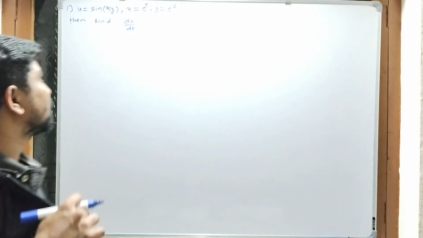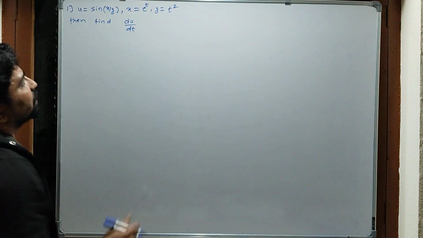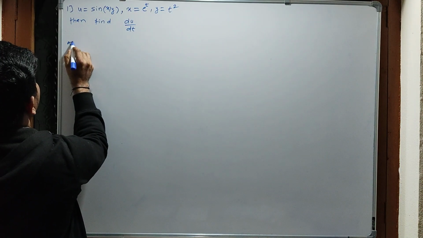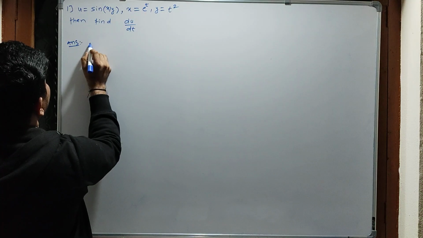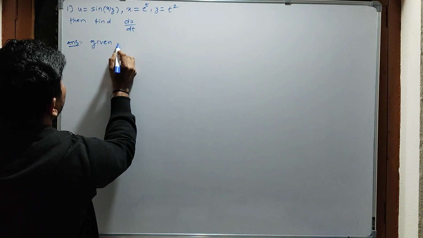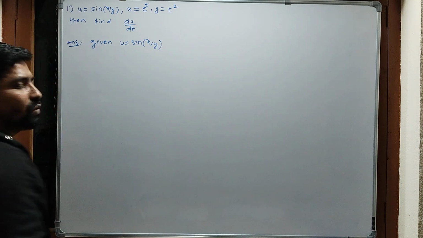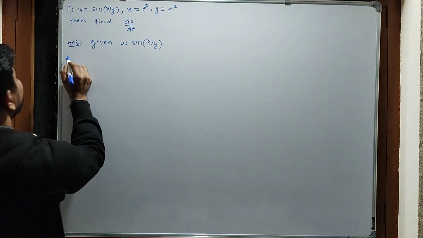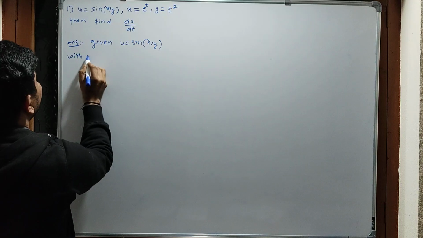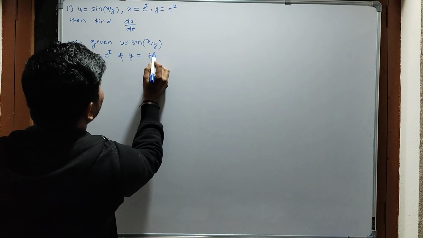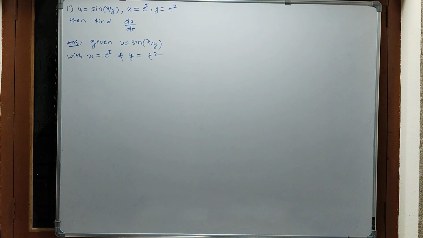u is a function of x, y, and x, y are functions of t. Again, you have to find the total derivative of u with respect to t. Given u equal to sine of x by y, with x equal to e to the power t and y equal to t square. Find the total derivative of u with respect to t.